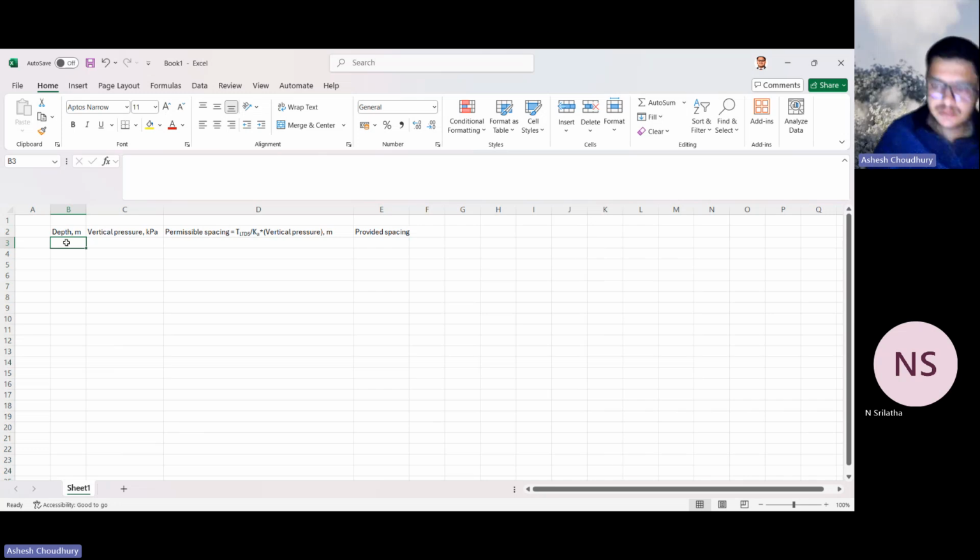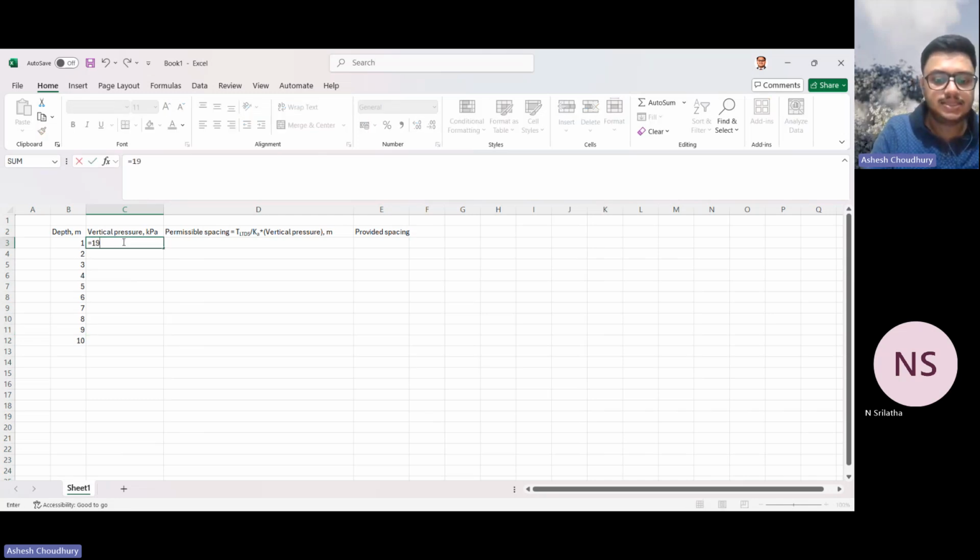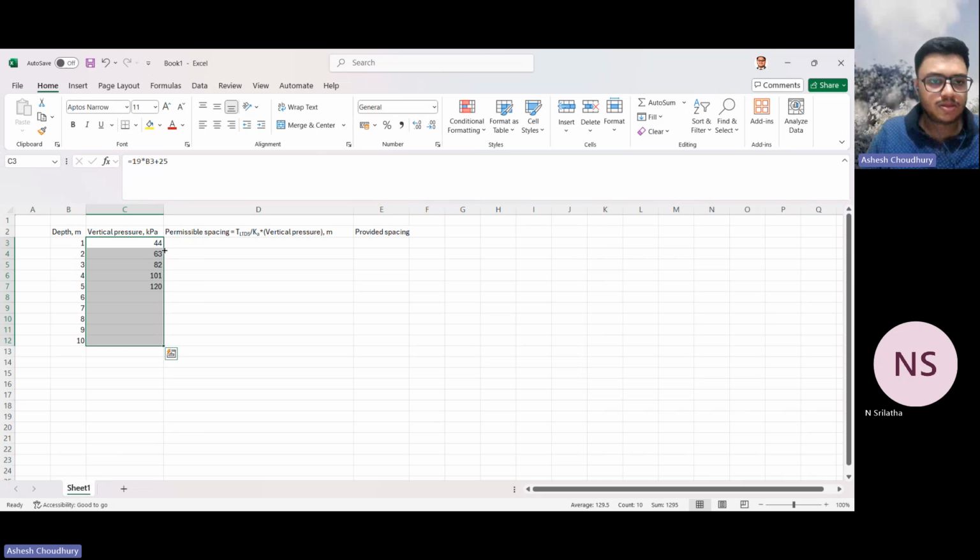Yeah. So let us provide... So we have total height is 10 meters, right? So depth, say, yeah, like this. Let us space, and then we have the vertical pressure. Vertical pressure is what? 19 times the height plus 25 kPa, which is our surcharge. Okay, done. So we got this.